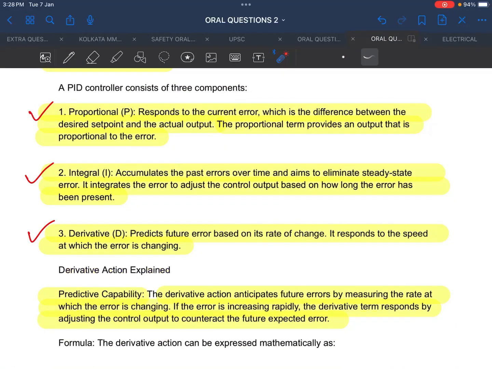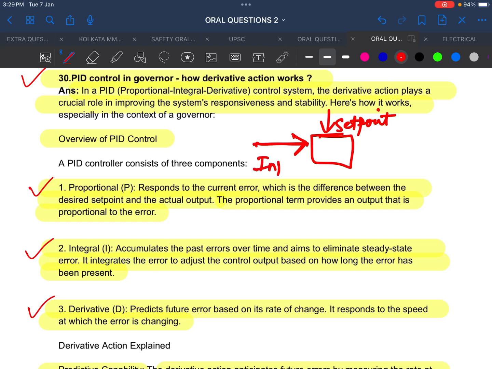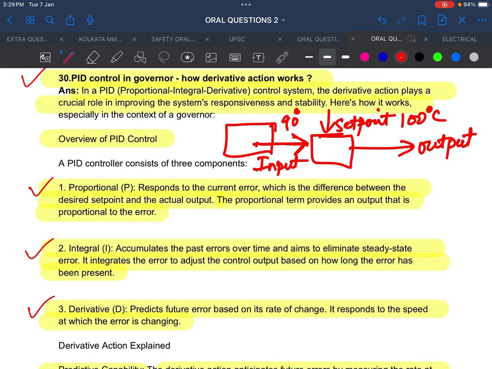P stands for proportional. Suppose you have a system, this is your set point, your input, and your output. Let's suppose your set point is 100 degrees Celsius, and the input is coming from some chamber, and the input is, let's suppose, 90 degrees Celsius. But you want 100 degrees Celsius, so there is a difference of 10 degrees. So this 10 degree is the error. You have to maintain 100 degrees Celsius inside the chamber, but now the temperature is 90 degrees, so the controller has to remove this 10 degree error.